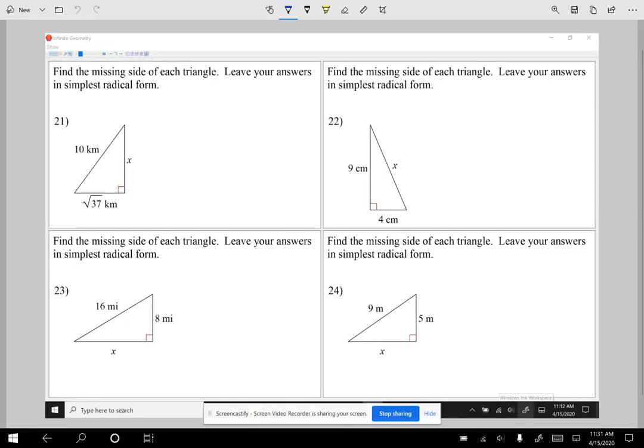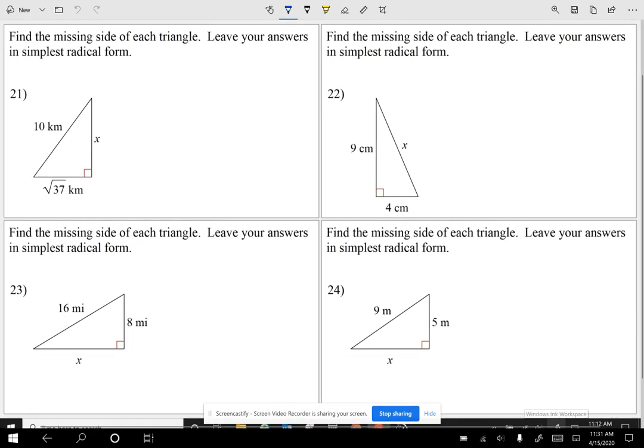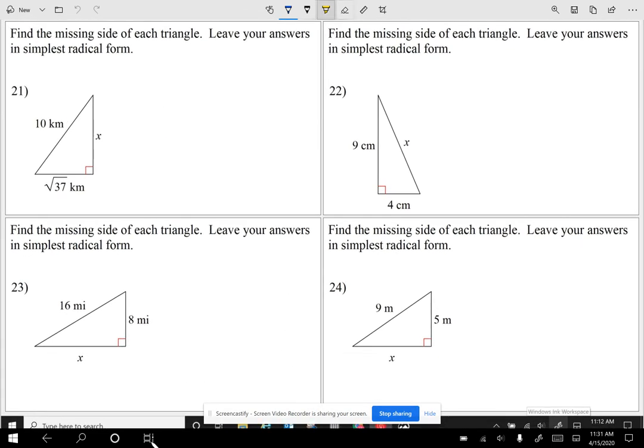Lastly, let's take a look at these 4 questions. Looking at the instructions, I'm only going to read the instructions on number 21 because it's the same for all 4. Find the missing side of each triangle. Okay, so I'm given 2 sides. I have to find a third side. Leave your answers in simplest radical form.